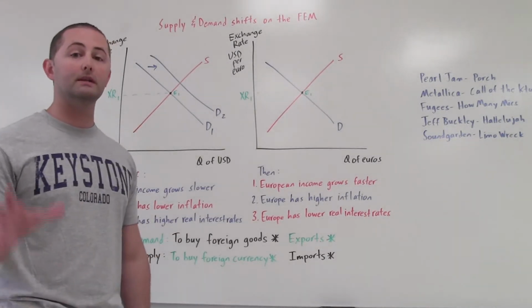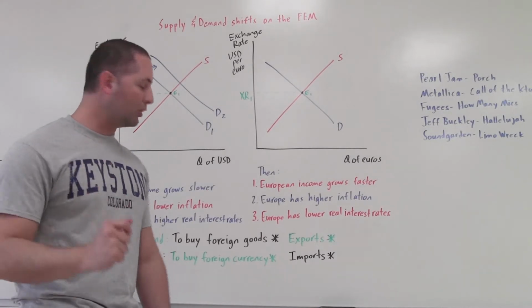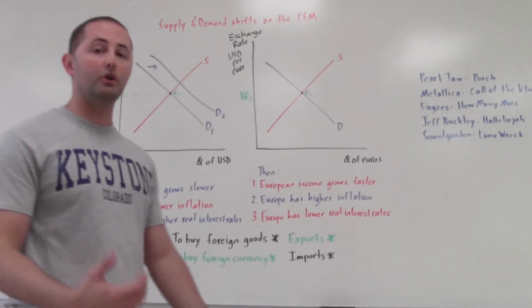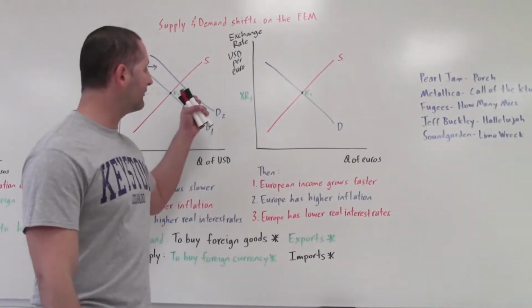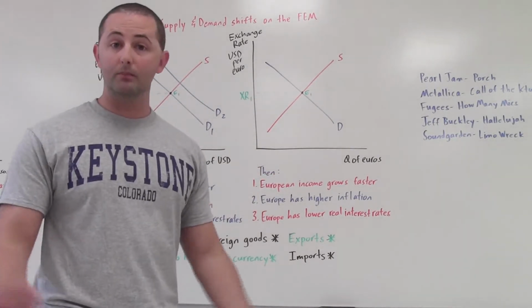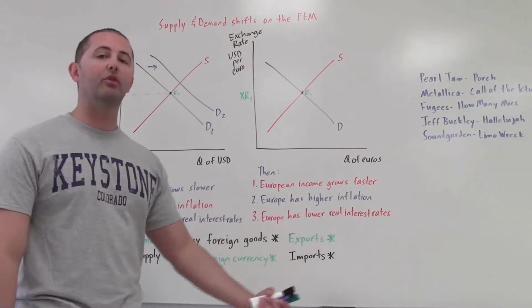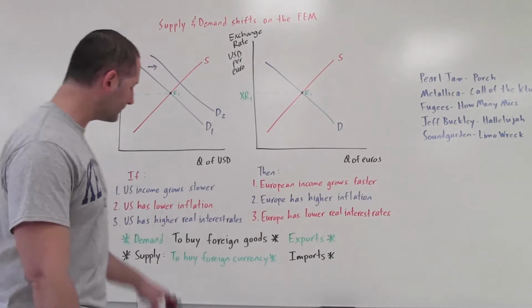Why do we demand a currency? I probably should have started with this in this video. We demand a currency so that we can buy foreign goods. So the reason that the demand for the dollar went up is because Europeans were buying more American stuff. Pure and simple. So we demand a currency so that we can buy the foreign goods from that country.